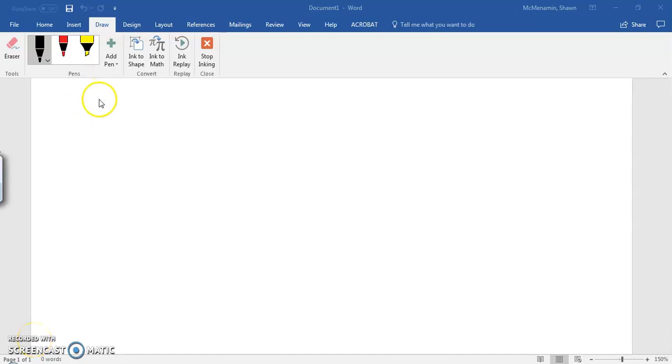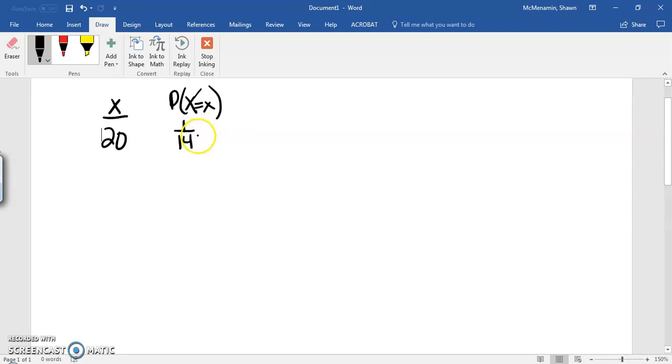So for this problem, it says a university has 14 stats classes. One class has space for 20. So X is 20, and there's 14 altogether, so the probability that X, capital X, equals lowercase x is 1 out of 14. 14 classes in total. 1 is 20, so 1 out of 14.